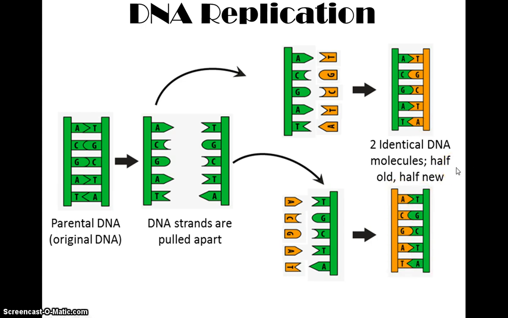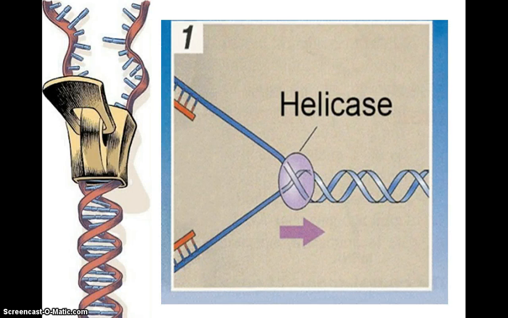So that's actually called semi-conservative replication because the new DNA molecules are half old and half new. So that's just some terminology you need to understand. Semi-conservative means the new DNA molecules are half old, half new. So let's go in a little more detail to this process.